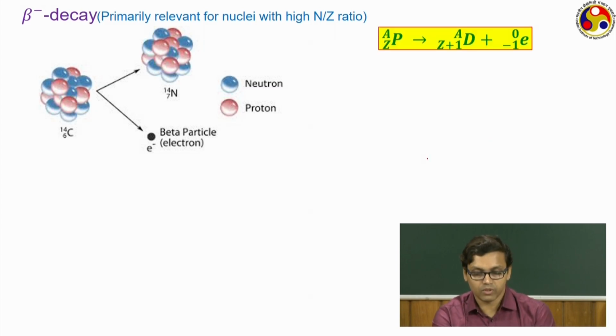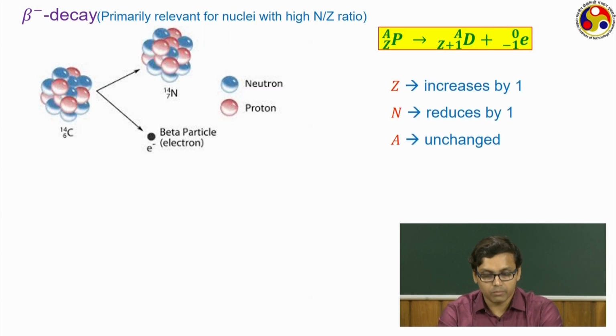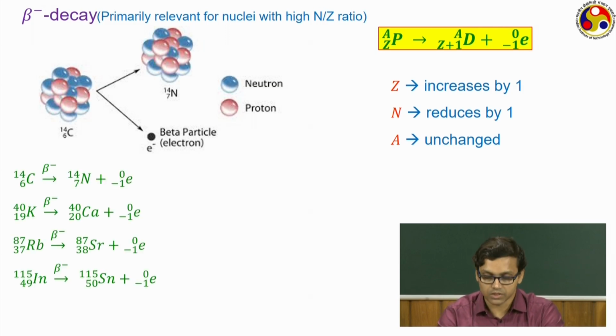This can be the corresponding form for the general reaction, where the parent has Z as the atomic number and A as the mass number. As we have a -1 charge loss, the daughter will have Z plus 1 as the atomic number, and A, the mass number, remains unchanged. Accordingly, we can summarize the beta decay as an increase of 1 in the atomic number and a decrease of 1 in the number of neutrons, so that the total mass number remains unchanged.